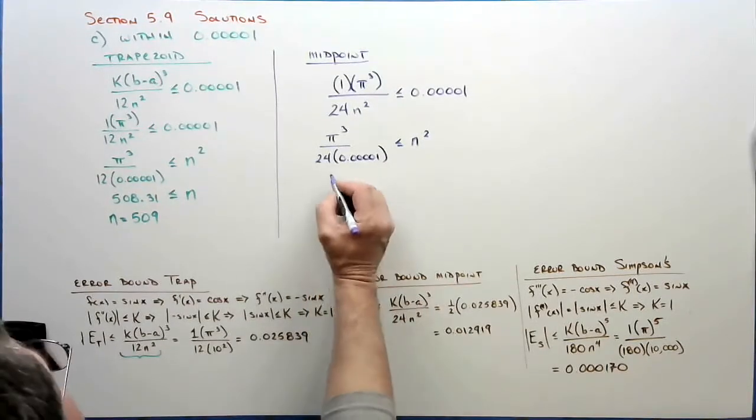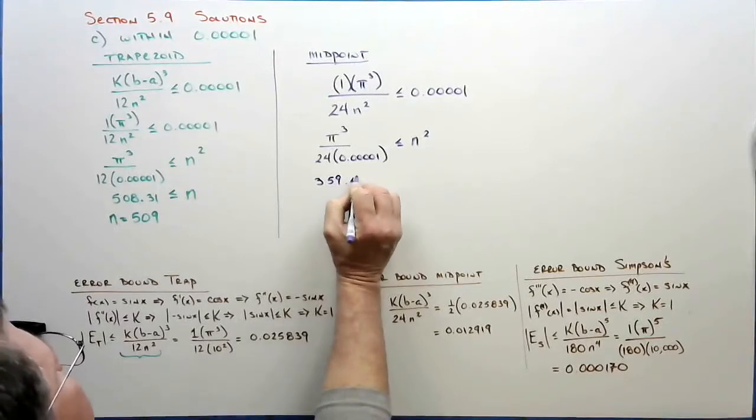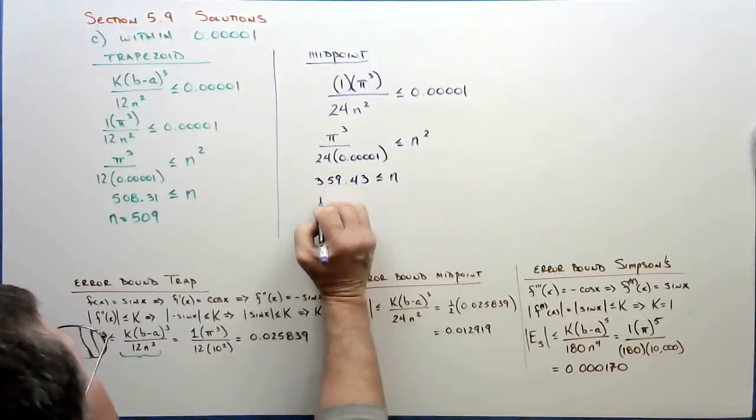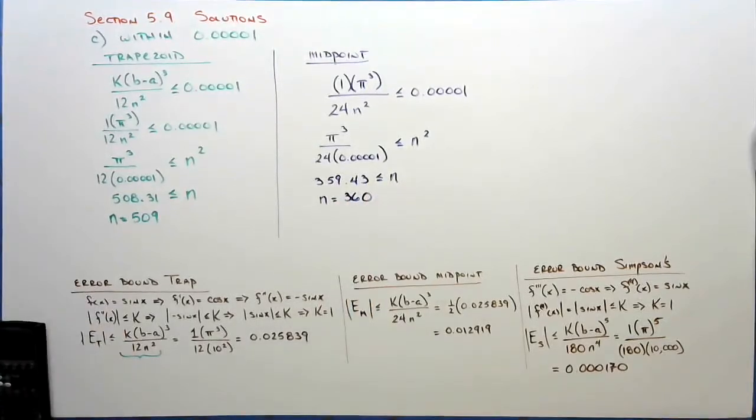And we end up here with 359.43 is less than or equal to n. So n is going to equal 360 for the midpoint formula. And then one to go, right? Simpson's rule.